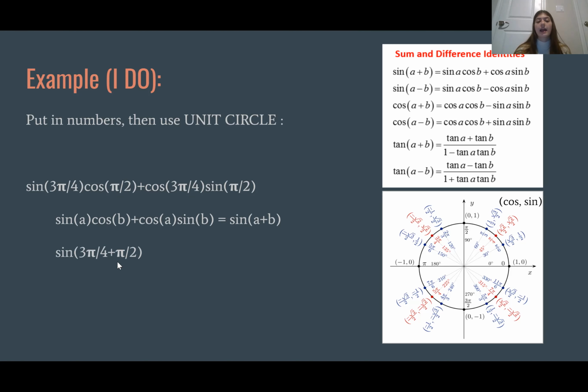We can't just do whatever we want with these fractions. We have to create a common denominator so we can add them together, right? So the common denominator that we can use is 4, right? So we can take this pi over 2 and multiply the numerator and the denominator by 2, and we'll get 2 pi over 4, right?